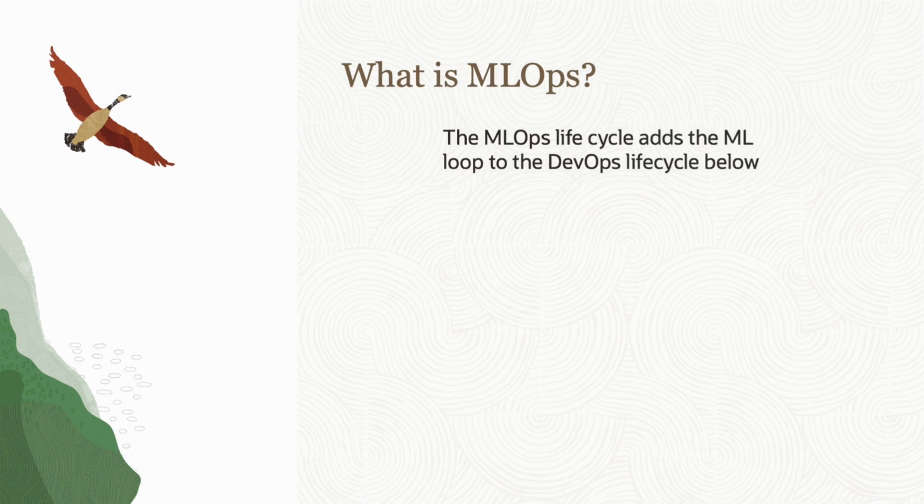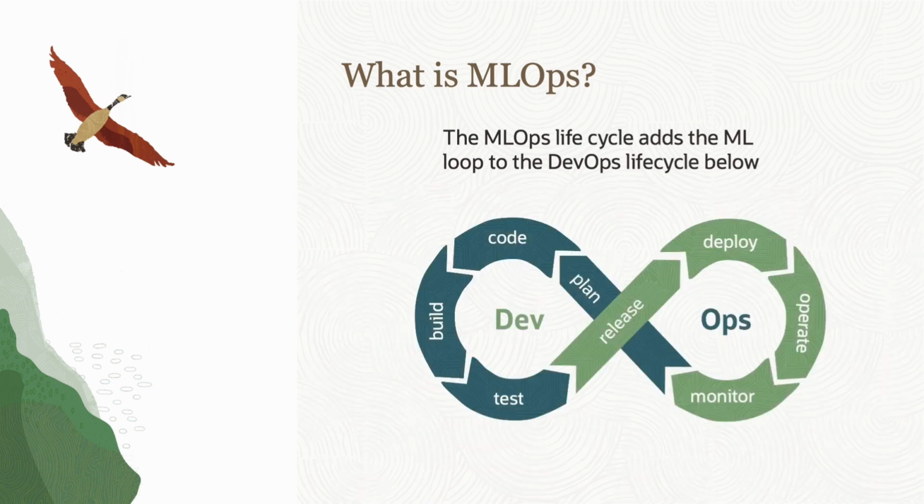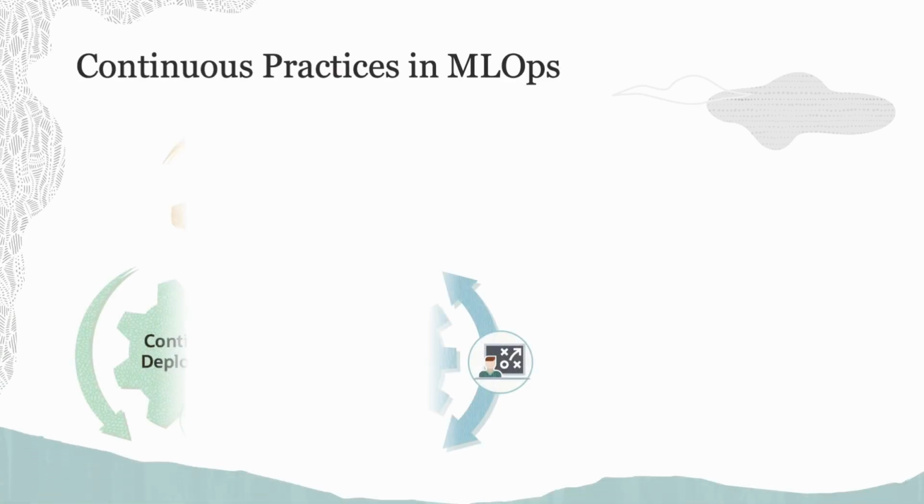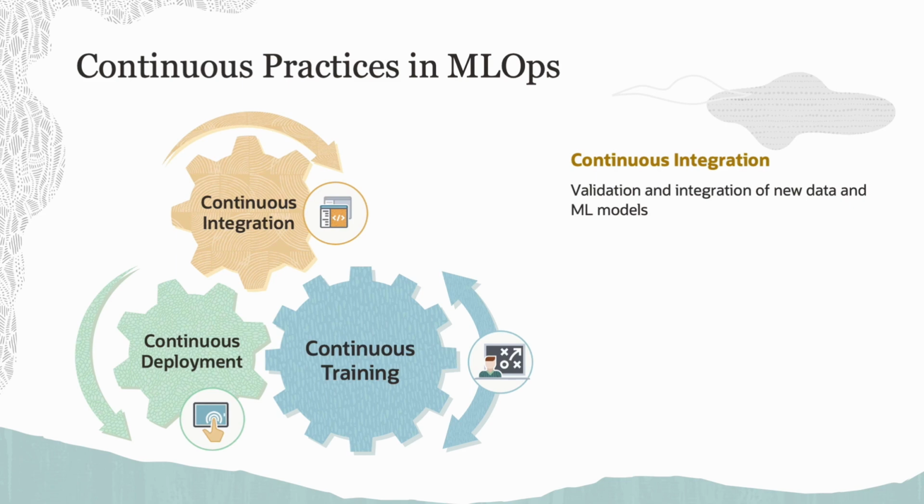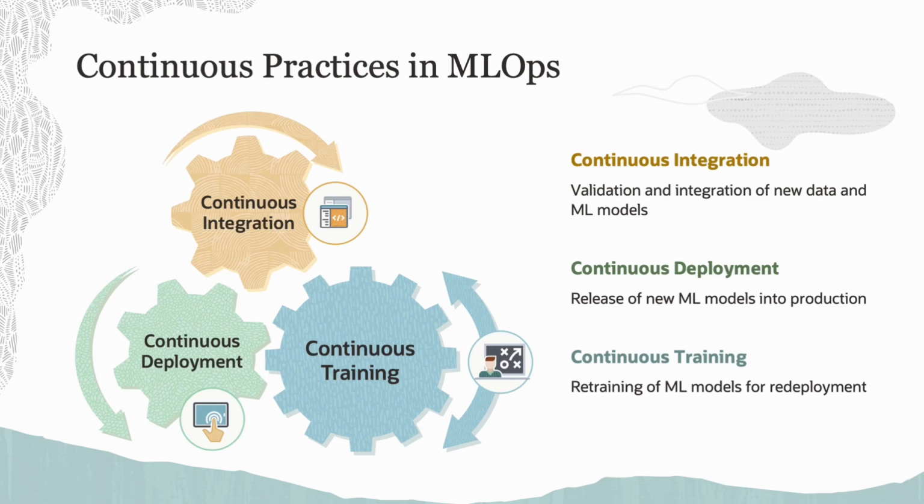MLOps pulls heavily from the concepts of DevOps, which streamlines the practices of software development and updates. You may be familiar with the DevOps workflow diagram, which is similar to the MLOps diagram. The DevOps lifecycle includes practices like building, testing, continuous deployment, and monitoring that apply to machine learning operations practices as well. In MLOps, continuous integration refers to the validation and integration of new data and machine learning models, and continuous deployment refers to releasing that model into production. Continuous training is unique for MLOps and refers to the retraining of ML models for redeployment.